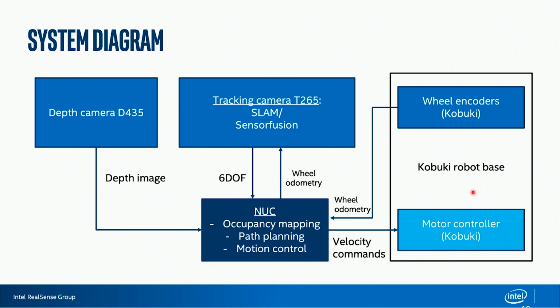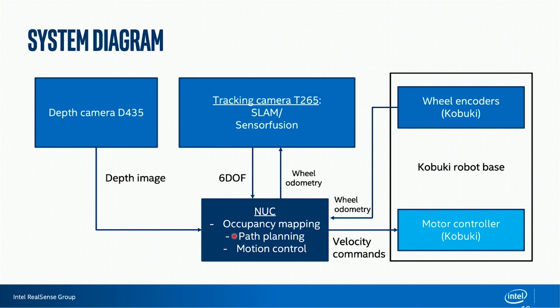This is a system diagram on how these components are interconnected. All of them are connected via USB. And we receive depth images directly from the depth camera D435. We receive poses, odometry from the tracking camera. And together, those are fused to build the occupancy map, as you saw in the video.